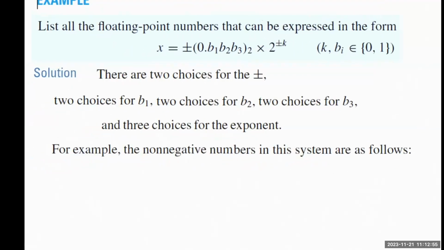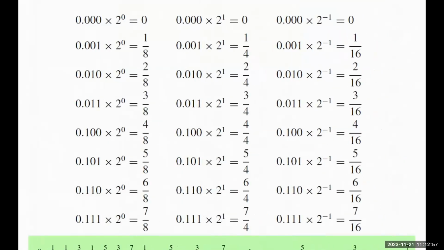So what are the numbers that can be represented using only 3 digits of the mantissa? This is all the numbers that I have: 0.00 times 2 to the power 0, 2 to the power 1, and 2 to the power of minus 1. K is the exponent, which has only 0 and 1, and the sign is going to be plus and minus. These are the numbers that we can express using this system.